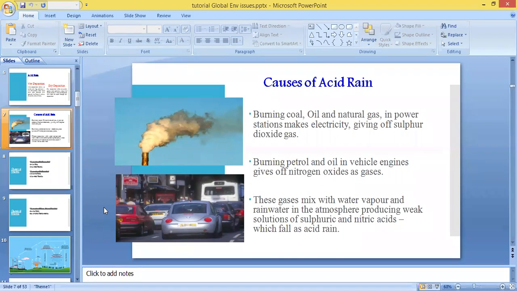These gases mix with the water vapor and rainwater in the atmosphere, producing weak solutions of sulfuric acid and nitric acid, which is in turn known as acid rain when it falls back on the surface of the earth. So this is the entire cause regarding acid rain.